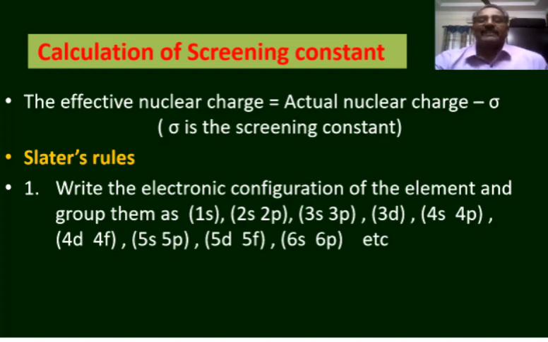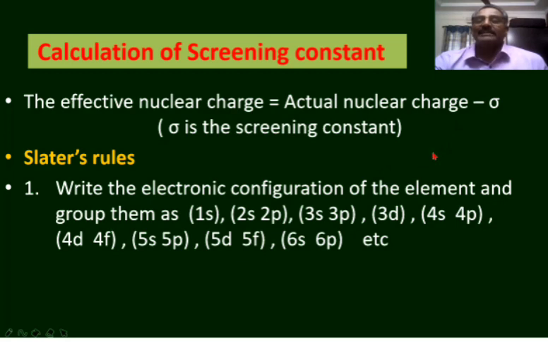The screening effect causes the decrease in the nuclear charge. The actual nuclear charge doesn't change, but the nuclear charge which acts on the outer electron decreases. That nuclear charge is called the effective nuclear charge. It is obtained by subtracting the screening constant from the actual nuclear charge.